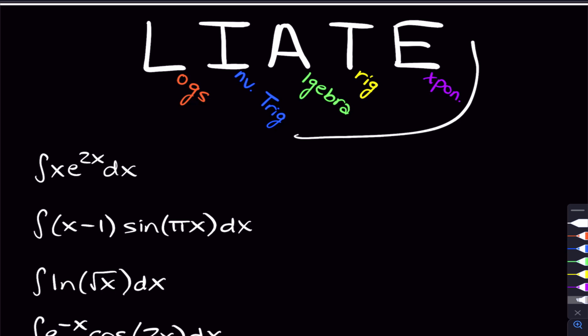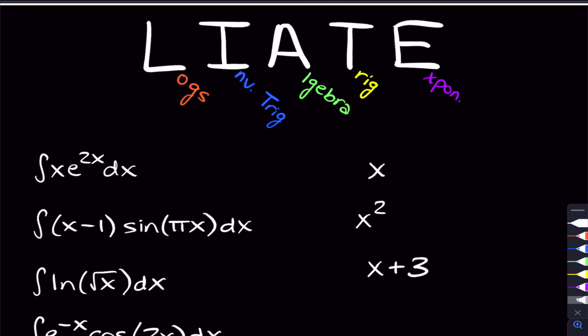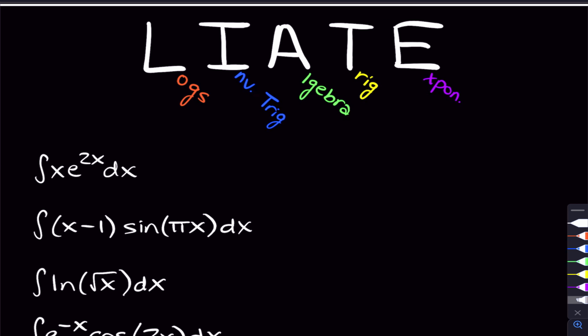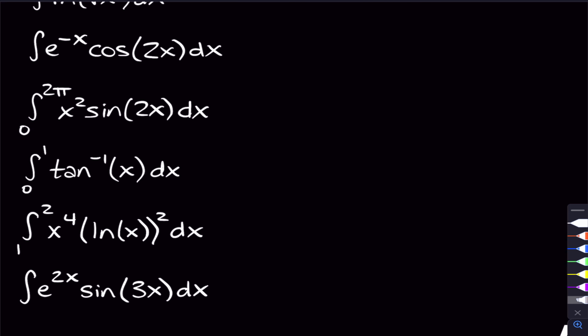So this is an acronym that will help you find your U, and it's essentially a priority list. The first thing you'd want to pick for your U is logs. If you don't see any logs, then do inverse trig. If you don't see any of those, then do algebra. And by algebra, I mean like if you see like an x or an x squared or something like a x plus 3, all of those are what is considered to be algebra. And then if you don't see any of those 3, then you go to trig. And then lastly, you have exponentials. That's not exponents.